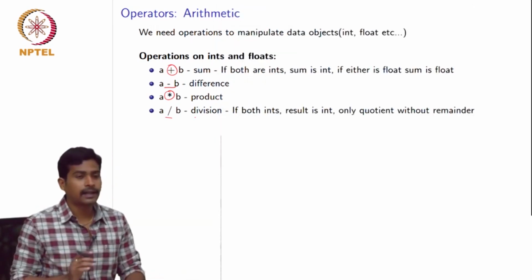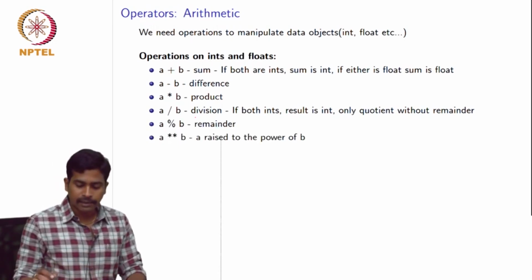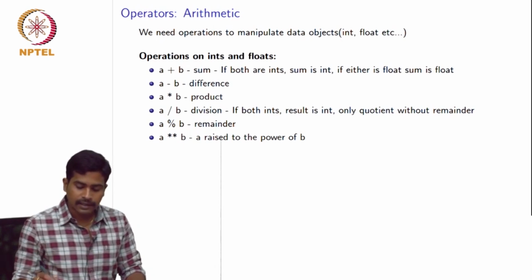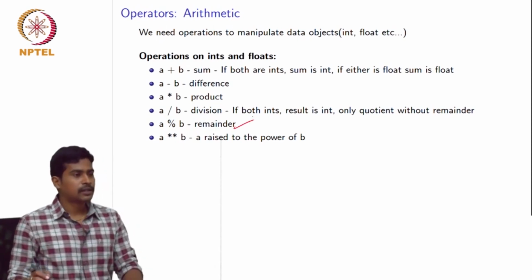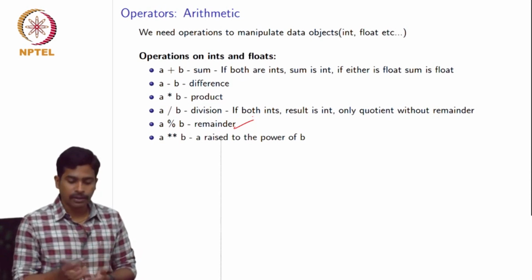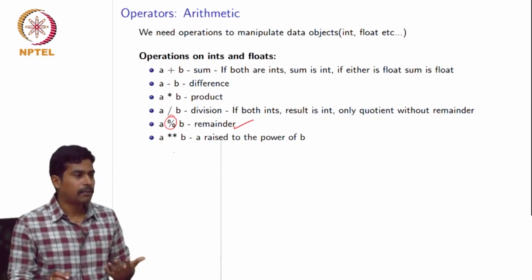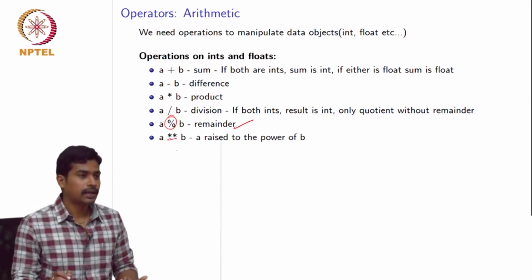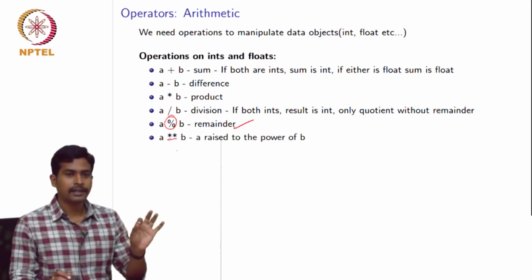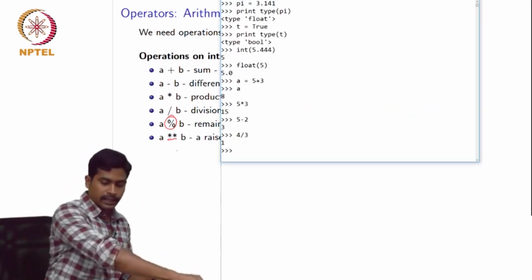So these are the basic arithmetic operations, and there are other operations. For example, the percent operation, which is a remainder operation. If you want to know the remainder when you divide a number by another number, you can use this percent symbol, and if you want to calculate the power of a number, you can use the double asterisk, okay. A single asterisk is for multiplication, and if you use two asterisks, it's power. So let's quickly try those things.